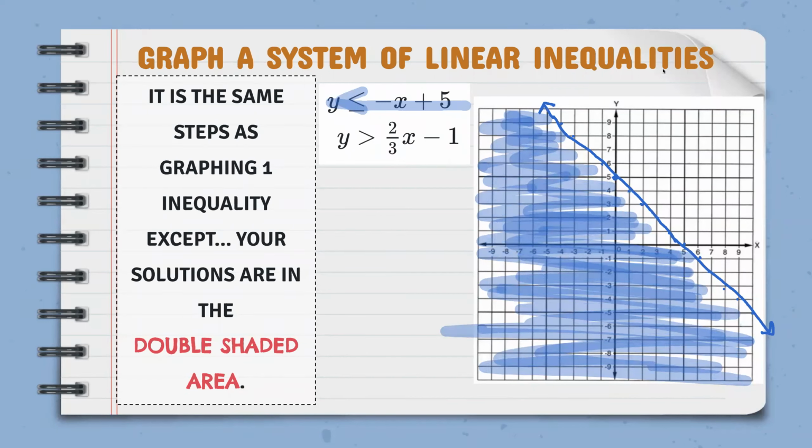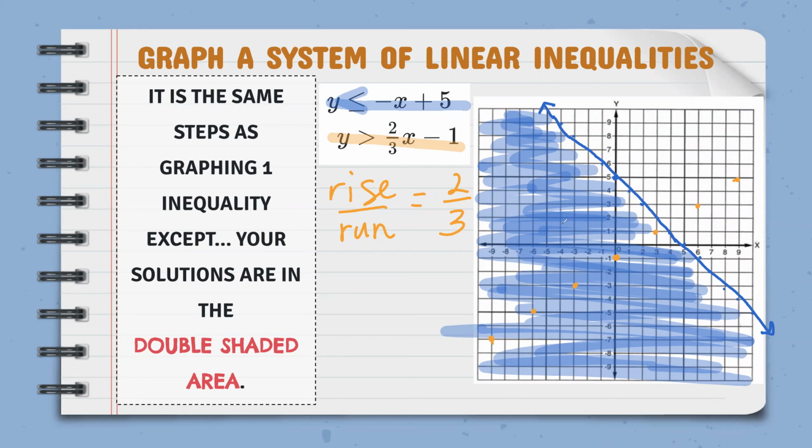Now I'm going to look at this inequality right here. I'm going to start at -1. My slope is 2/3, and again, slope is rise over run. So from here, I'm going to rise up 2, run 3. Rise up 2, run 3. I can also go down 2, left 3. Okay, so that's approximately my line.